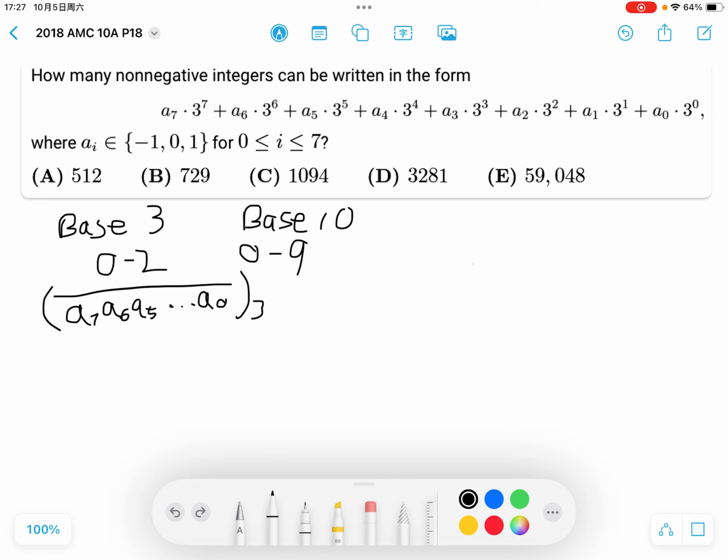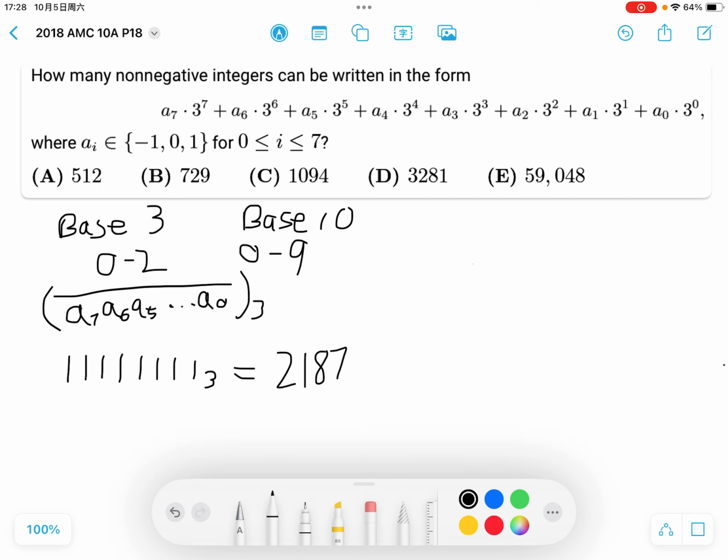we know that if we're writing numbers in base 3, the largest number is, if you use all ones, 1, 1, 1, 1, 1, 1, 1, 1. So 8 ones, because there are 8 digits, A0 to A7. This is the largest number that this whole expression can produce, and it is equal to 3 to the power of 7 down to 3 to the power of 0 summed up in base 10. So what is that?